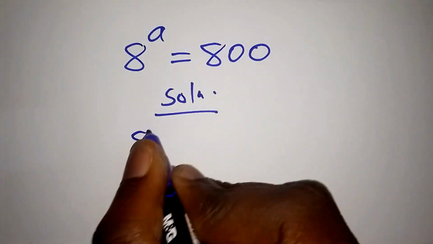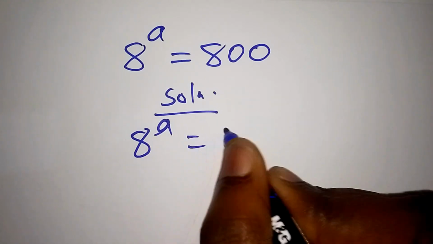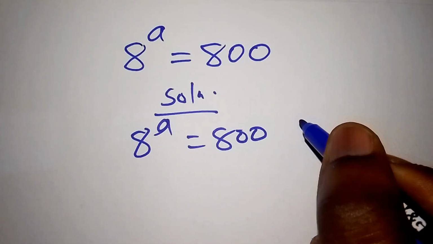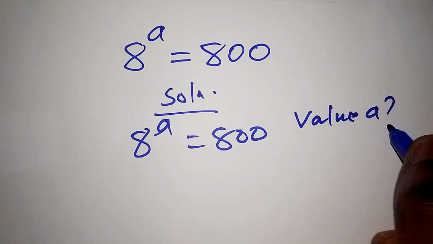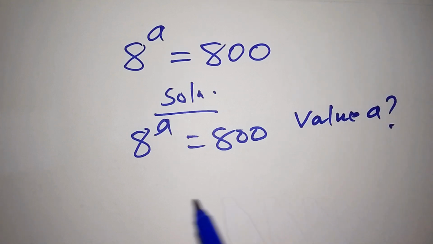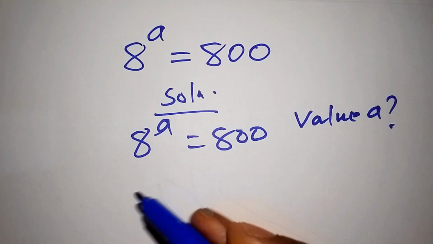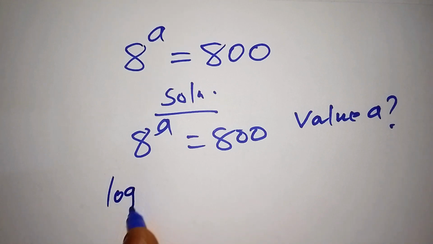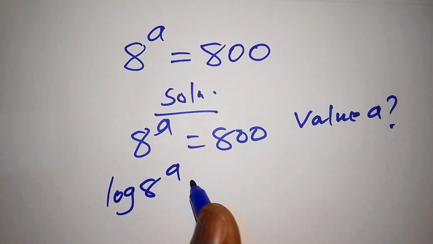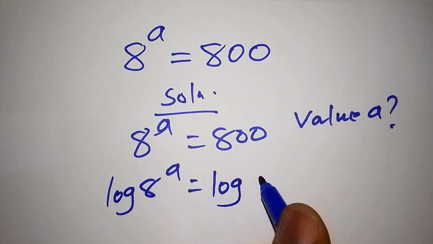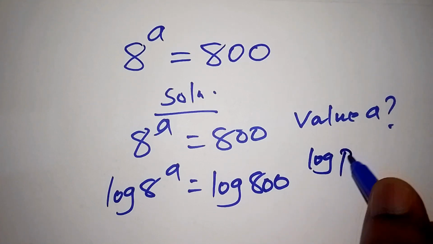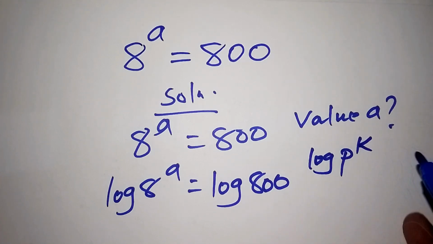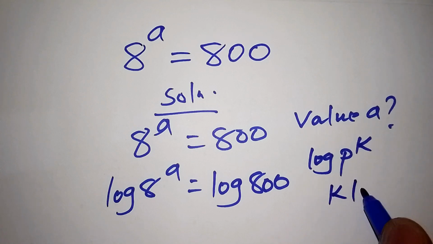So now we have 8 to the power of a is equal to 800. So we are asked to find the value of a. So that is what we are looking at. So the best way, let's introduce the log on both sides. So here now we shall have the log of 8 to the power of a is equal to the log of 800. So assuming we have the log of p to the power of k, this can also be written as k times the log of p.